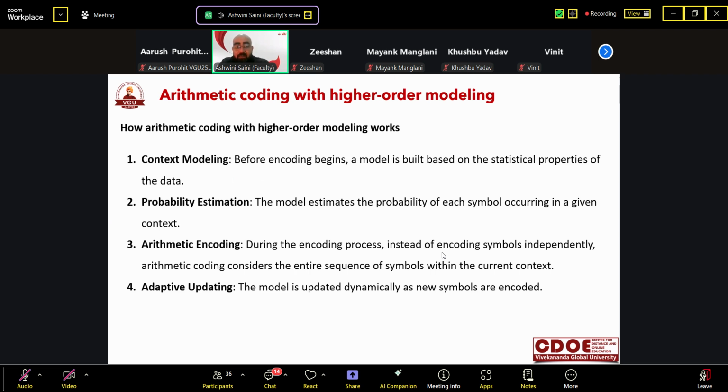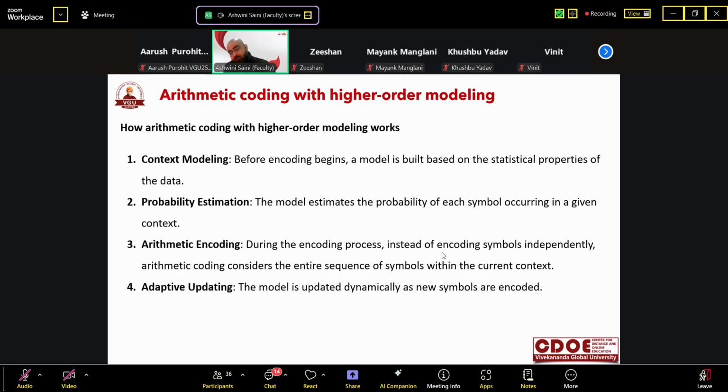Arithmetic coding with higher order modeling is an advanced technique used in data compression. Traditional arithmetic coding operates on a single symbol at a time, assigning a unique code to each symbol based on its probability of occurrence. However, in higher order modeling, the encoding process takes into account not only the current symbol but also the preceding symbols or context to better capture the statistical dependencies present in the data.